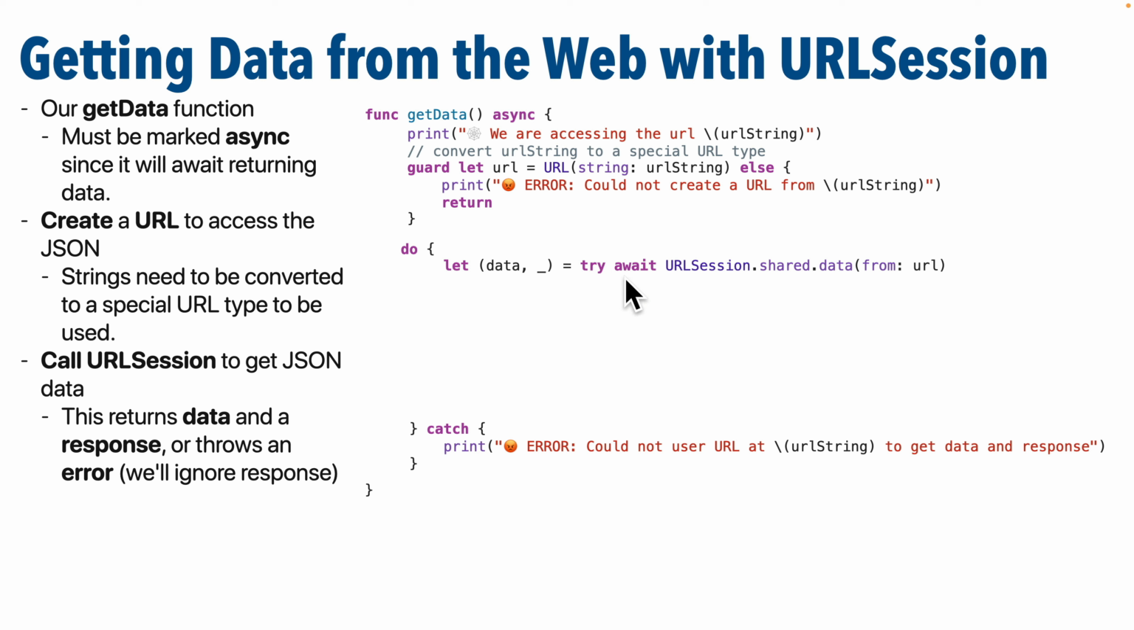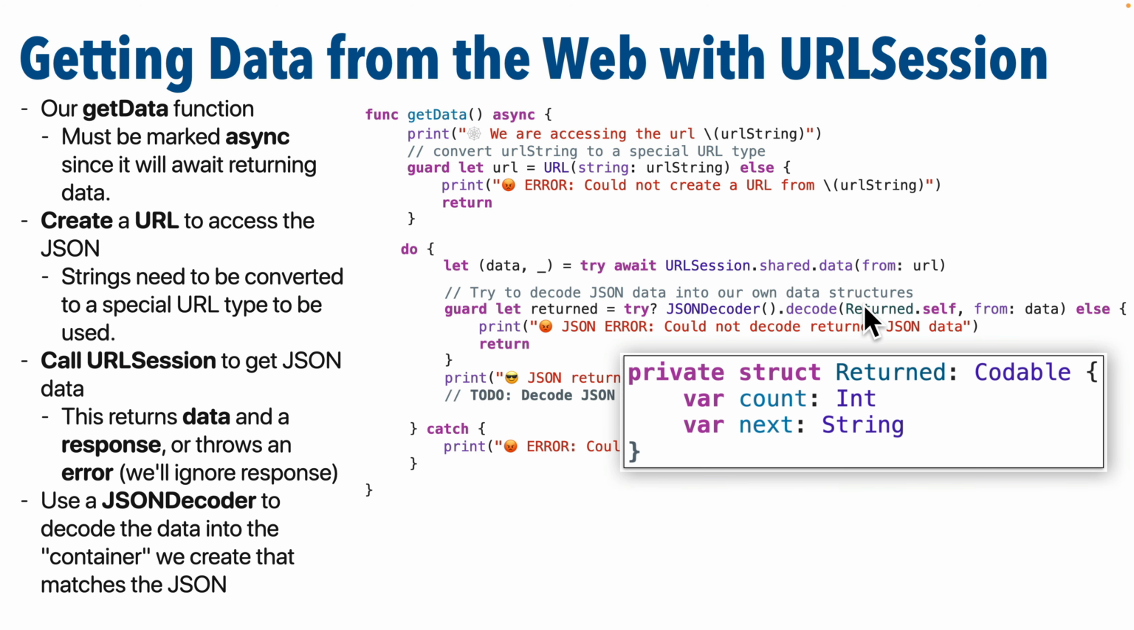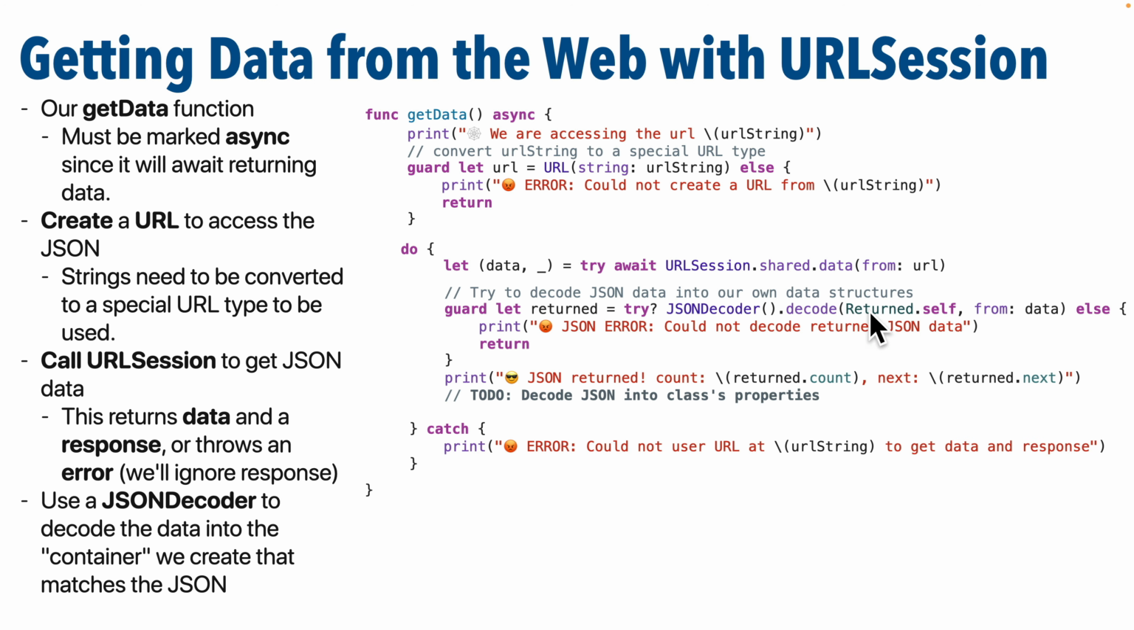Now, once we have the data, we decode it using a JSON decoder. Now remember that returned is the name of the struct that matches the JSON key value pairs we want to access. We talked about creating that in the previous slide, so we need to refer to it here with the .self term after it. And the from value here is data that we got from our URL session that contains the JSON. So this is going to decode the JSON.